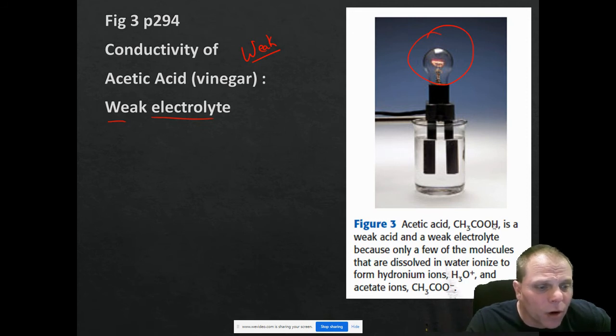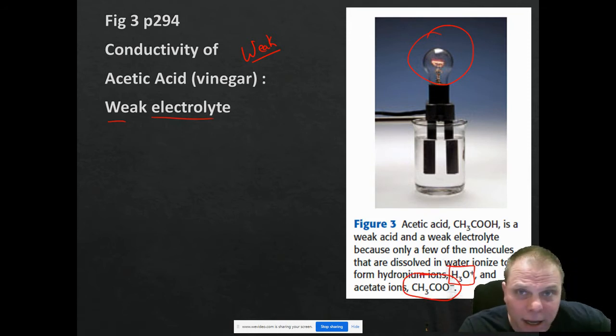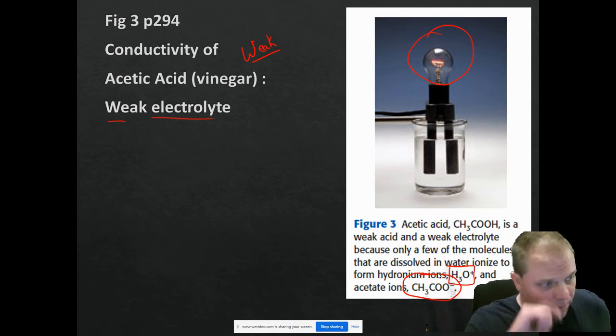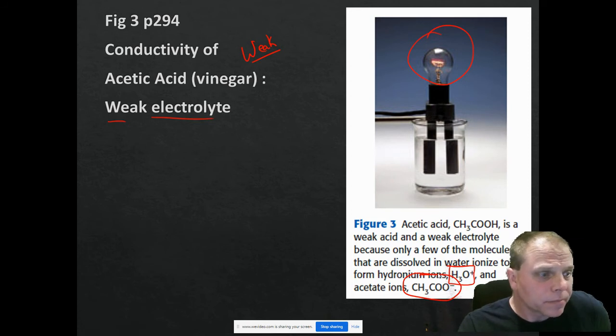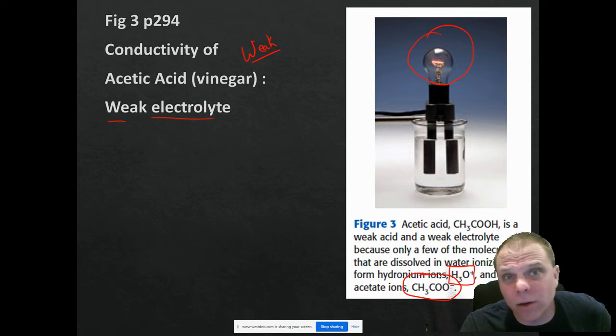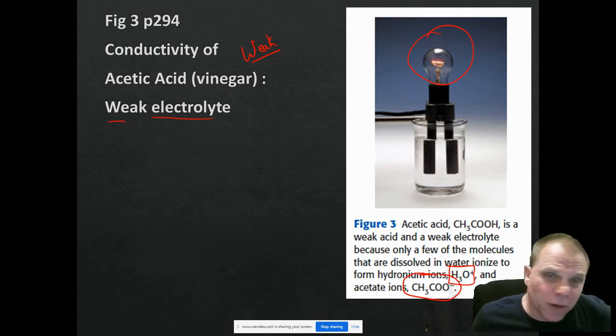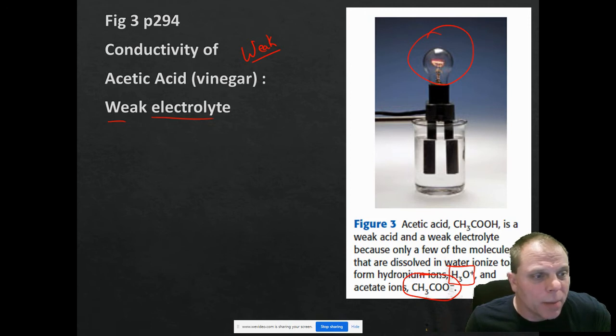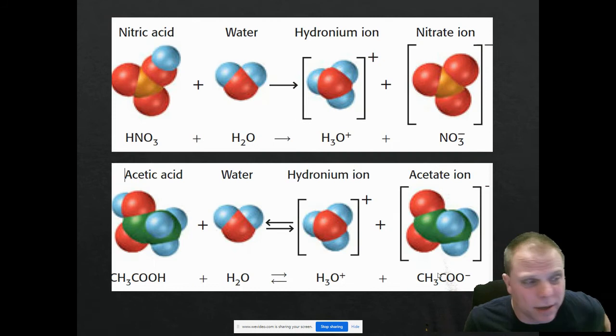And that's because it is forming some ions. It's forming some of these hydronium ions down here and then some of these acetate ions. Acetic acid is basically vinegar, and it's made from acetate ions. Okay, so you're going to see that weak acids are weak electrolytes, and they don't conduct electricity very well. Now, if you get a high concentration of weak acid, then it will conduct electricity better than what you see there. But equal amounts of strong acid and weak acid are going to give you different amounts of conductivity.